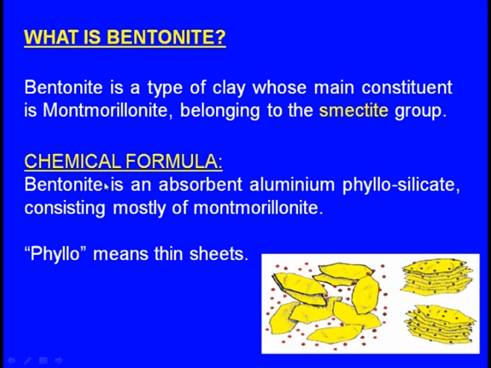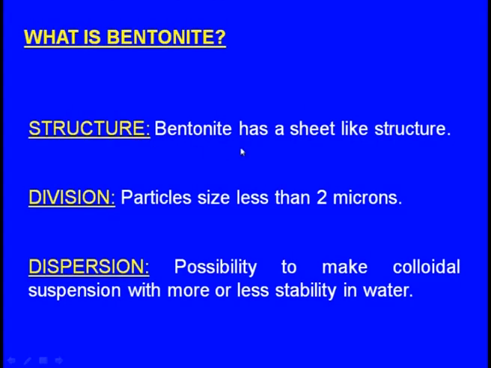And what is its chemical formula? Bentonite is an absorbent aluminum phyllosilicate consisting mostly of montmorillonite. Here we can see the word phyllo. Phyllo means thin sheets, meaning it is available in the form of thin lamellar sheets. That is the physical structure of the bentonite. Bentonite has a sheet like structure, as we have just seen, right. And its particle size is less than 2 microns. Dispersion: it can make a colloidal suspension with more or less stability in water.